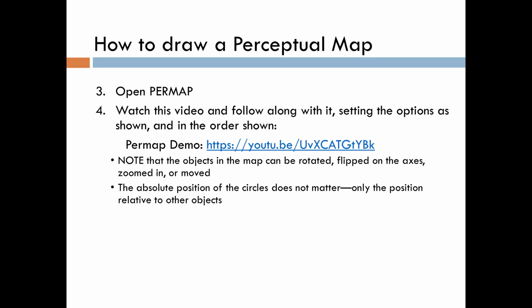Next, open the PerMap application and watch the video at the link shown here to see a demo of how to run PerMap. The video shows you how to set the options correctly and how to play with the map to make it easier to interpret. Notice that the circles in the map can be rotated, flipped on the axis, zoomed in, or moved without changing the interpretation of the map. That is, because the interpretation is based on the relative position of the circles to each other, the absolute position does not matter. Doing things like rotating the map, zooming in, etc. does not change the relative position, so it's fine to do that.